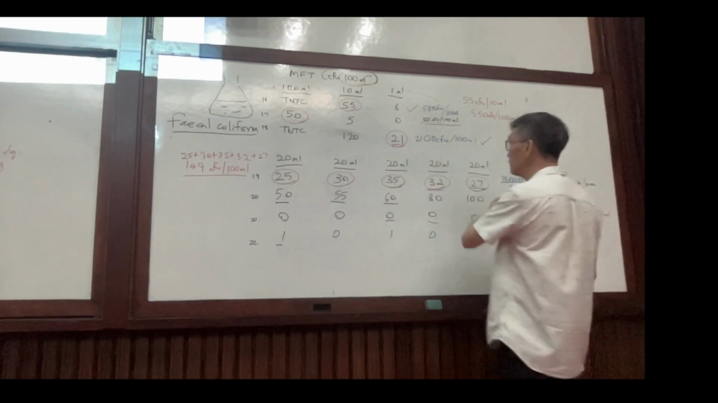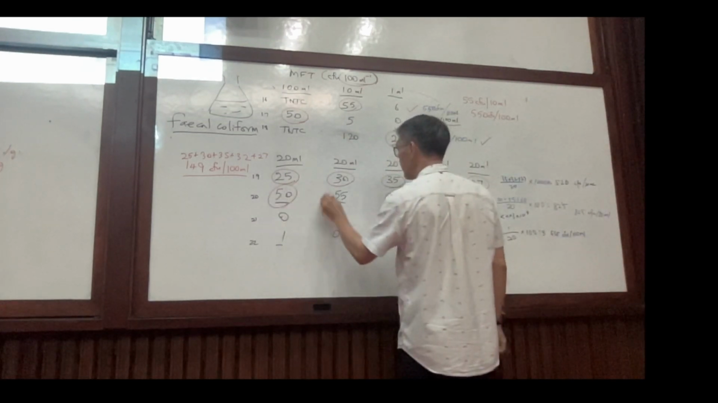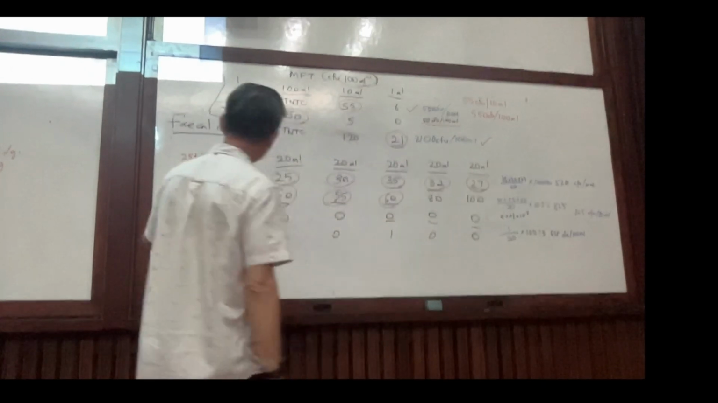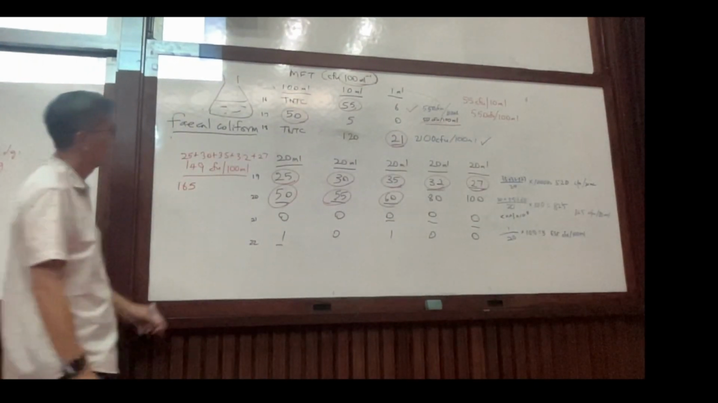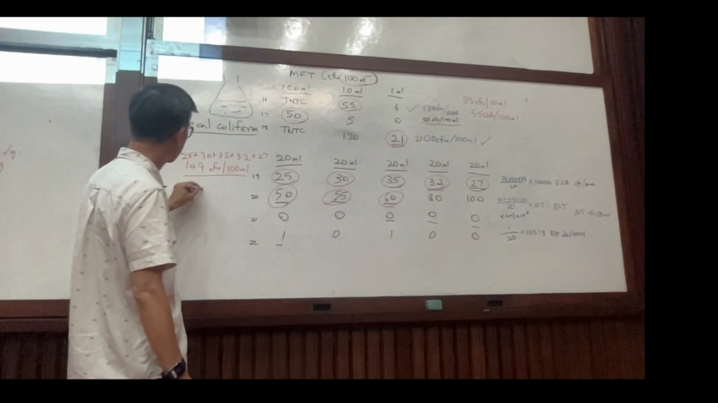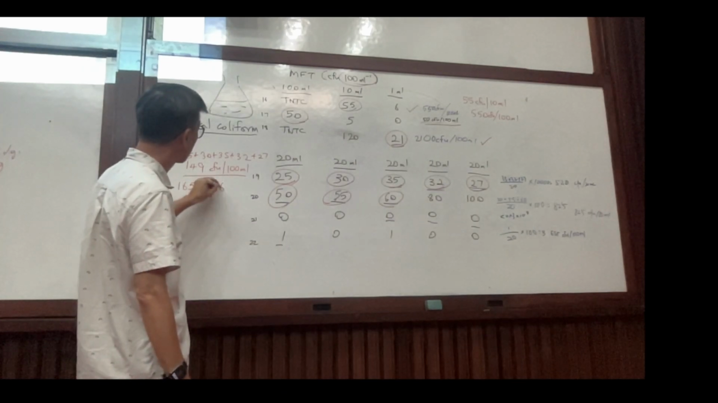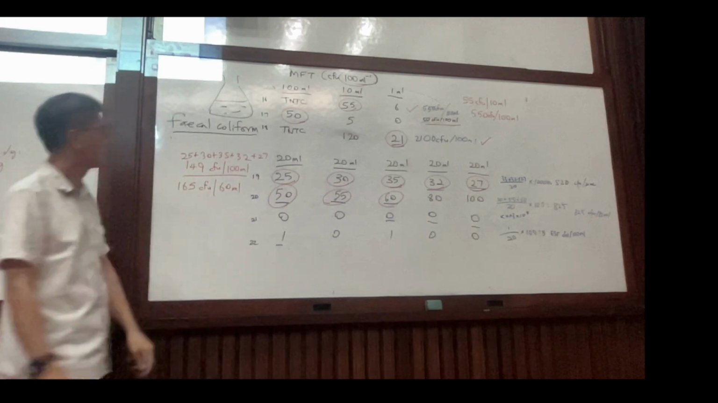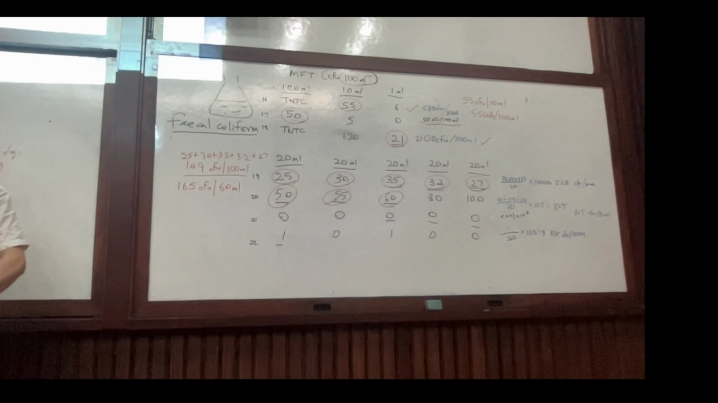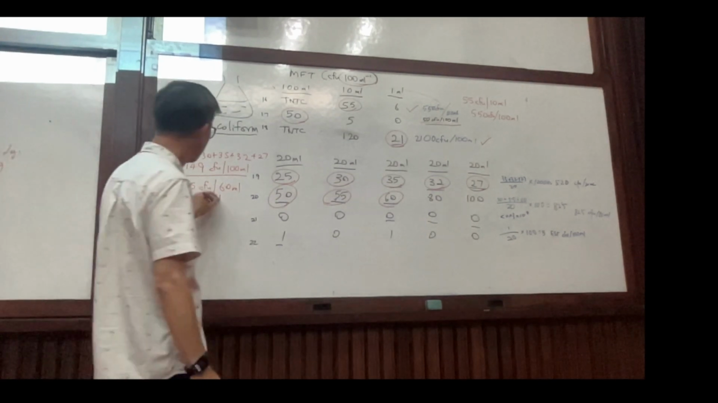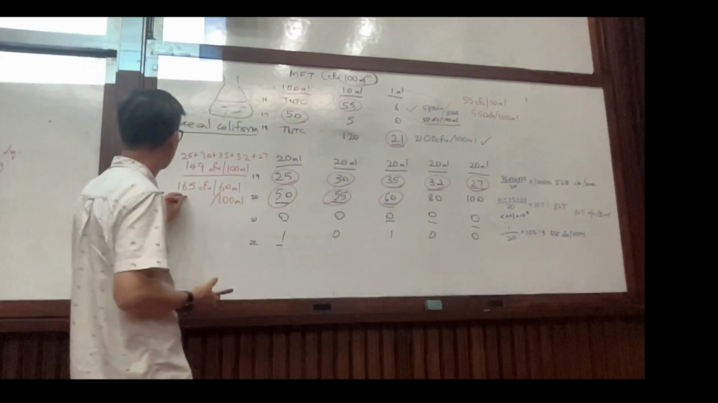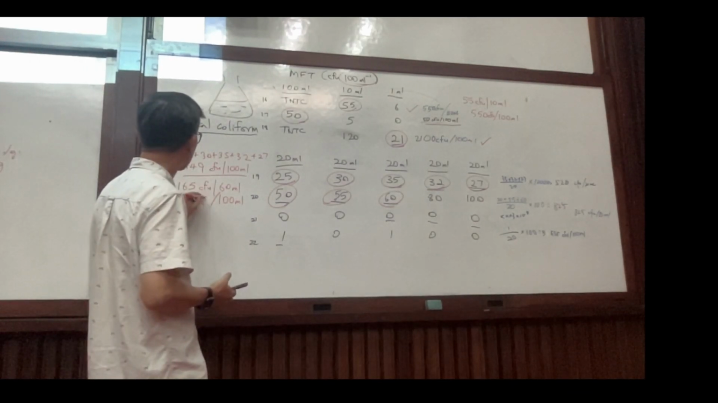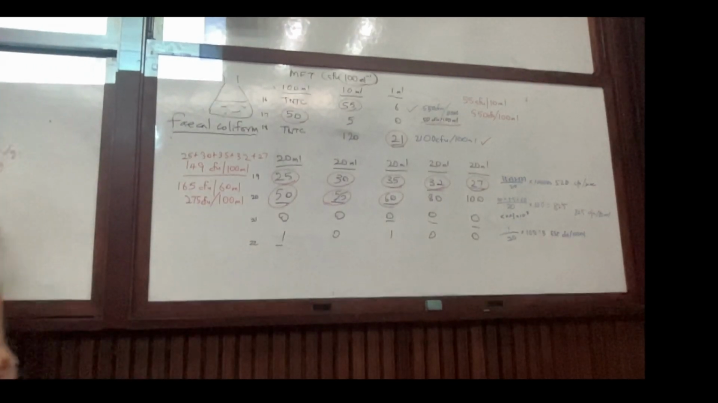But what if you do 100, but only 3 works? This one, the answer will be 165. But this is only per 60 ml. So you still have to convert to 100 ml. So this is your answer, 275 CFU per 100 ml.